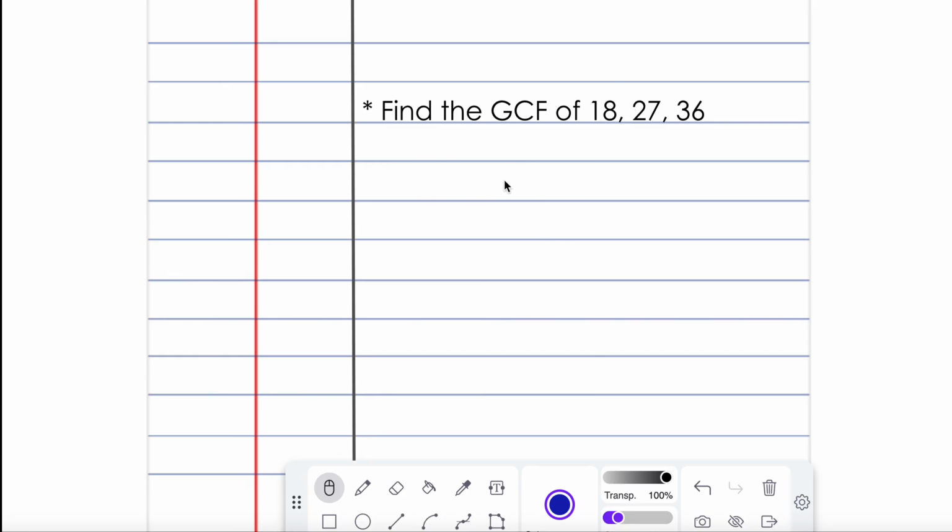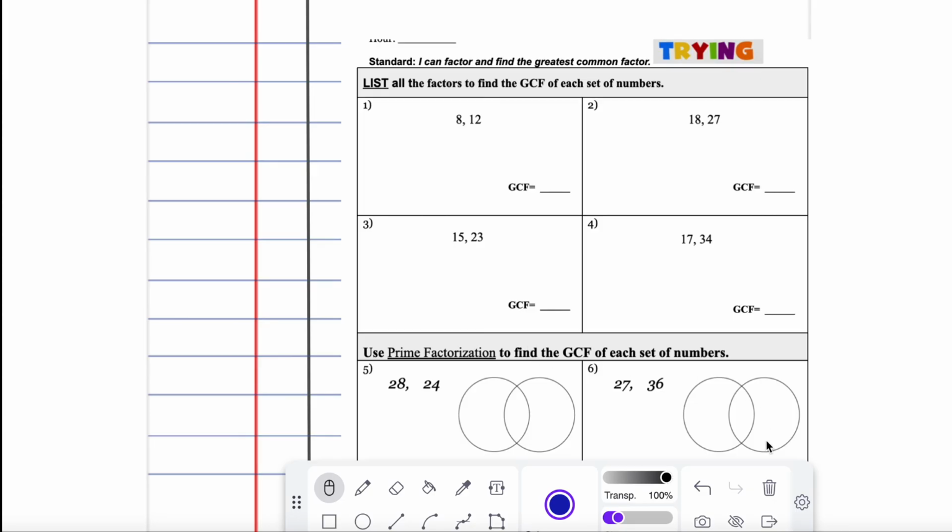This is just an extra problem as a challenge if you want to try it. And go get started on your assignment.